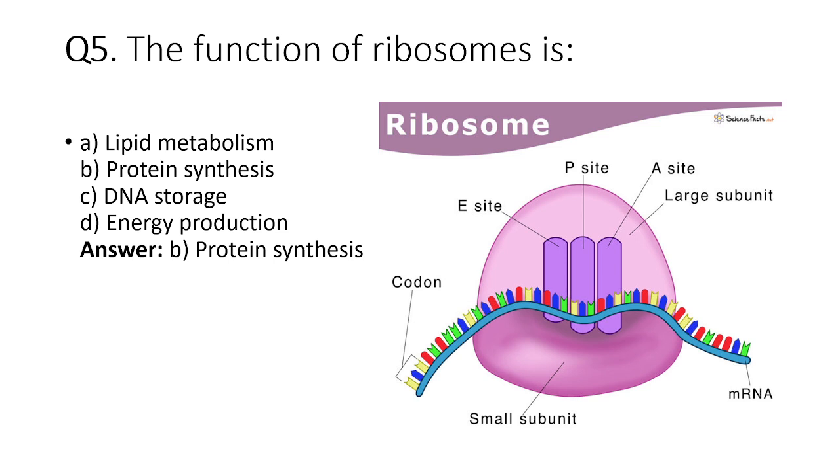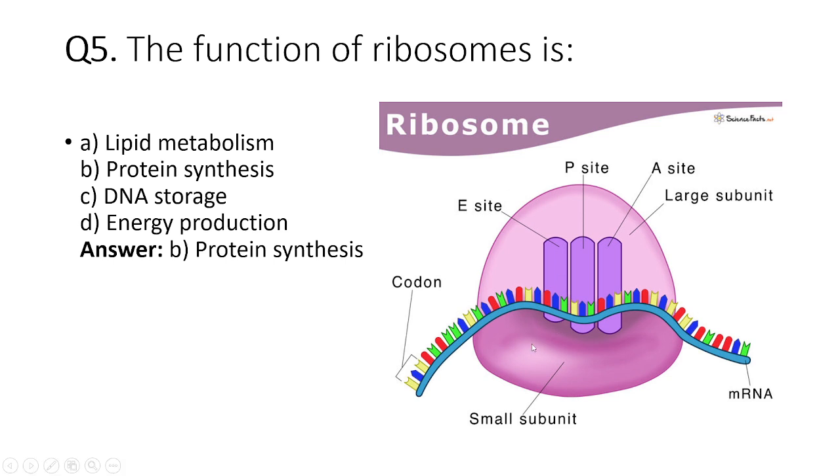Ribosomes are found in the cytoplasm. The main function of ribosomes is to synthesize proteins by assembling amino acids in the order specified by messenger RNA. Messenger RNA is nothing but mRNA, during a process called translation.